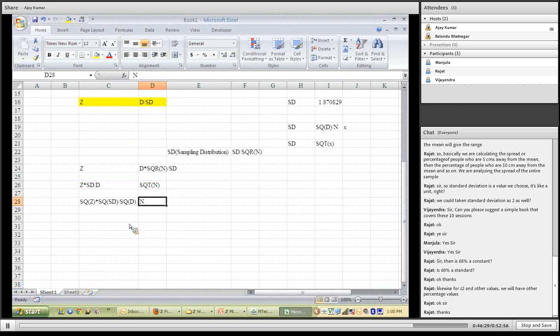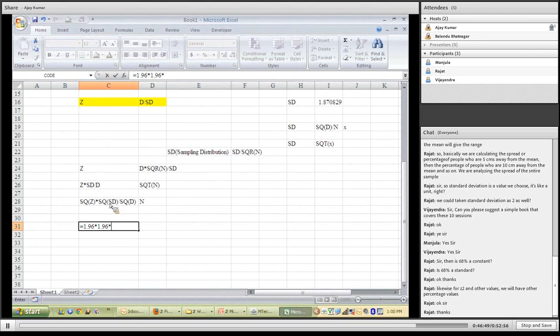So just to take an example, suppose z is 1.96, so that would become 1.96 multiplied by 1.96, because this is the square of z. Then we multiply it by the standard deviation. Suppose the 100 people that I have surveyed in Delhi have given me a standard deviation of say 10 centimeters when I'm trying to observe the mean height of Delhi citizens. This is the square of the standard deviation, so I'll have to square it.